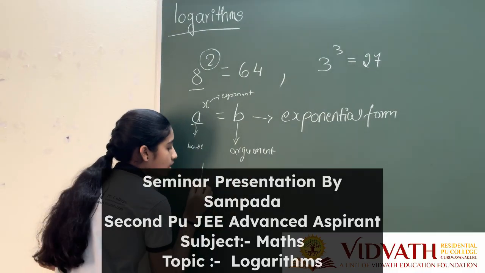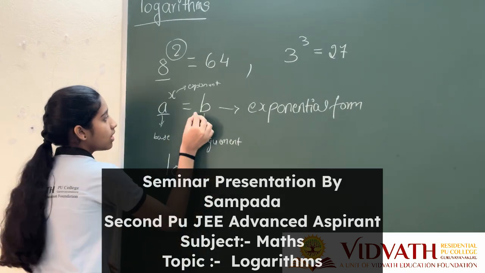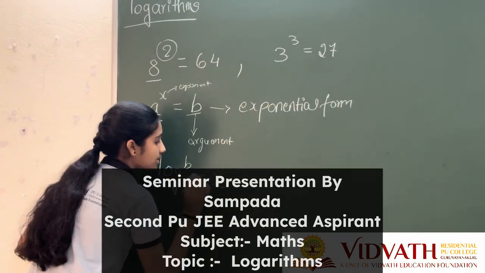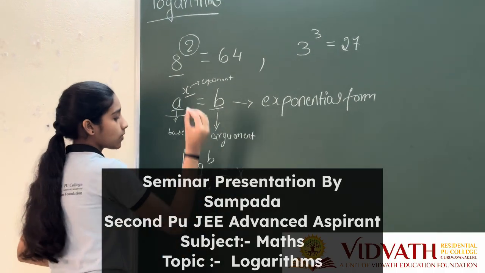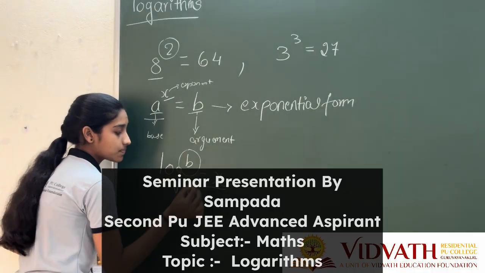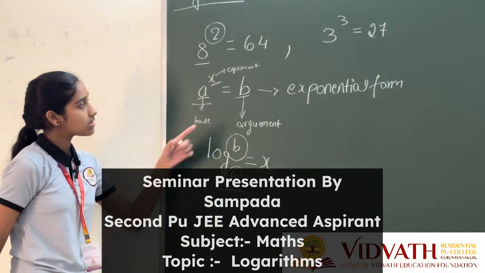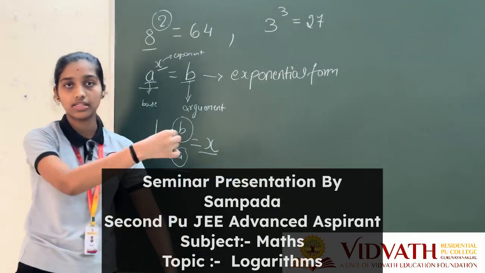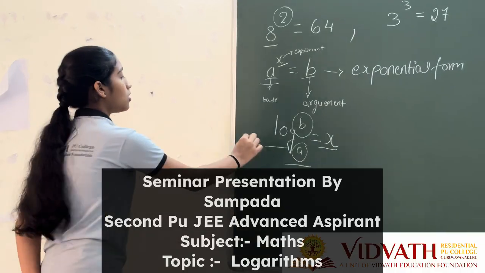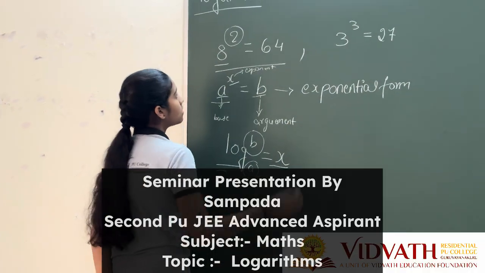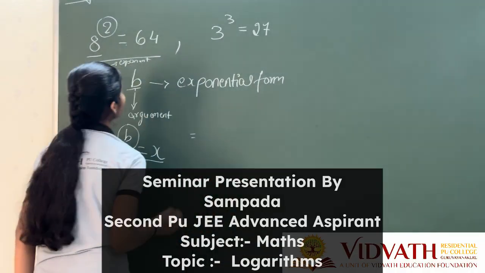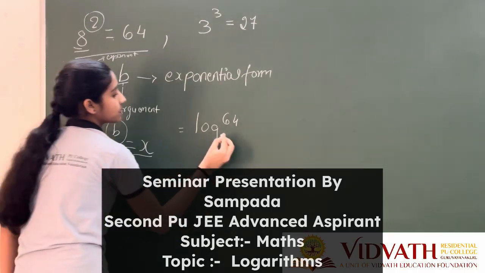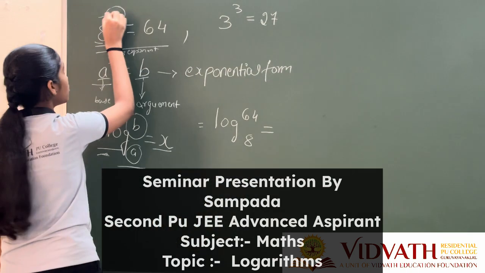Logarithm says that log of b to the base a is equal to x. This x, the exponent, is called log of b to the base a. We find it difficult to write logarithm every time, so we write in short form, log. Apply log to this expression: log of 64 to the base 8 is equal to 2.